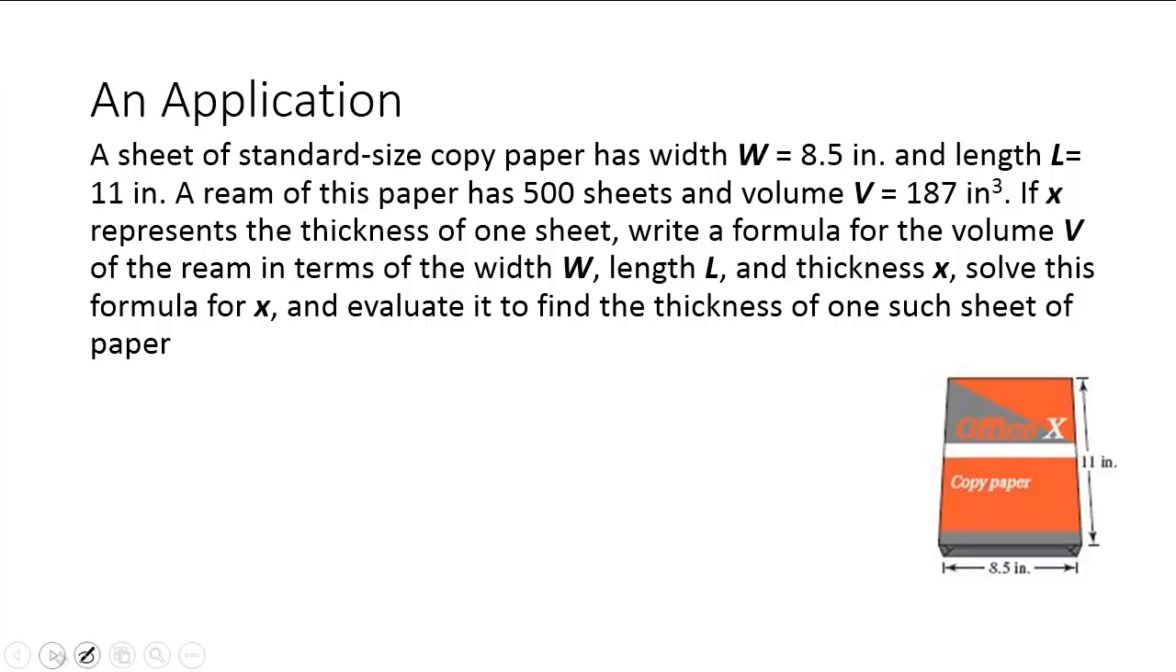You've got standard size copy paper with the width and the length given, 8.5 by 11 standard. And a ream of this paper has 500 sheets, and this is the volume that has been given. So we're going to let x represent the thickness of one sheet, and they want us to write a formula for the volume in terms of width, length, and thickness. Then they want us to solve the formula for x and then evaluate it to find the thickness.